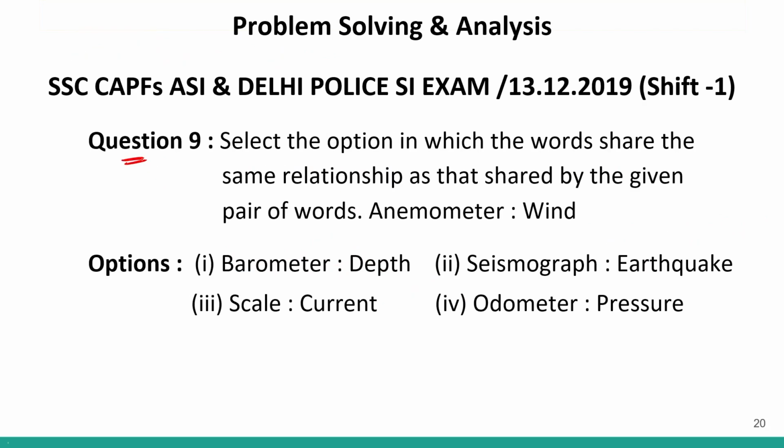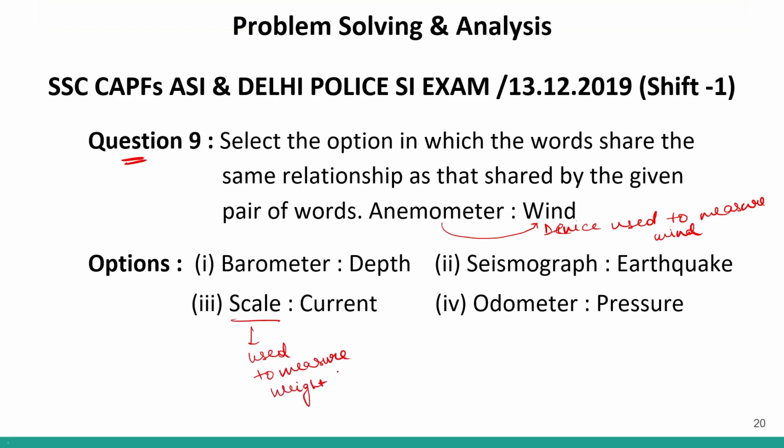Okay. Question number 9. This is again a question of analogy. Anemometer is related to wind. How? Anemometer is a device used to measure wind. So this is the relationship between anemometer and wind. So now let us look at the options. Scale is a device used to measure weight. Correct? Which device measures current? Ammeter. So this is wrong.